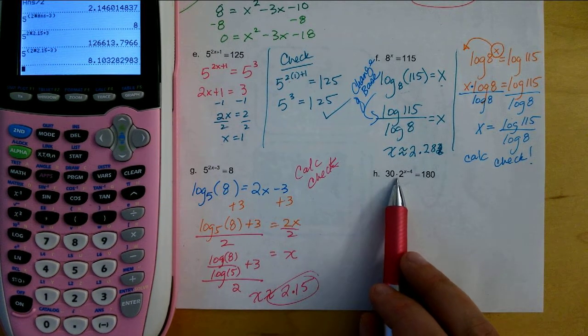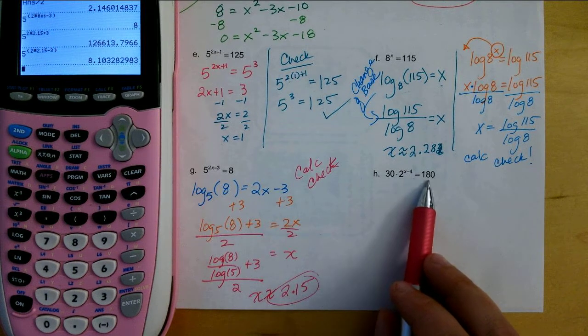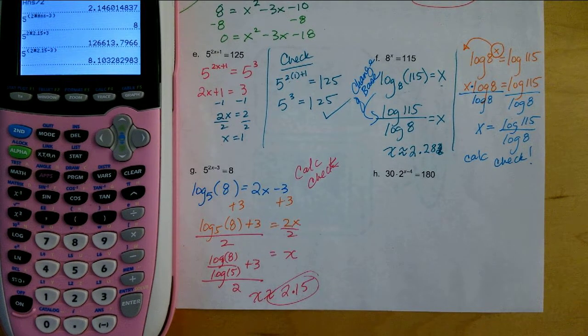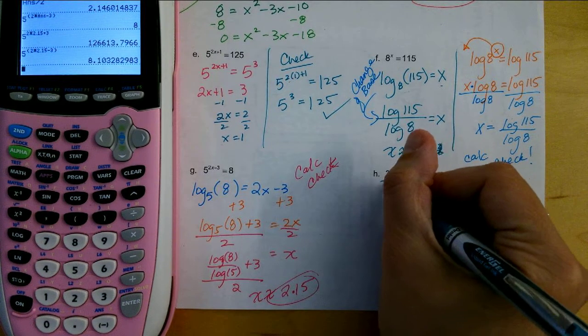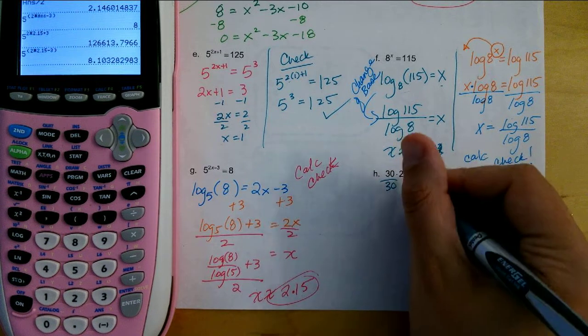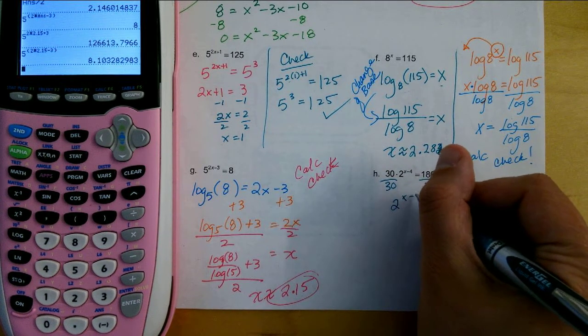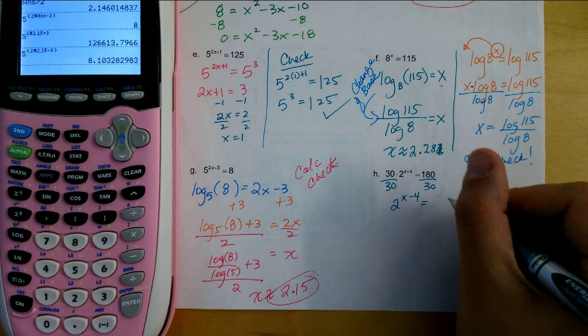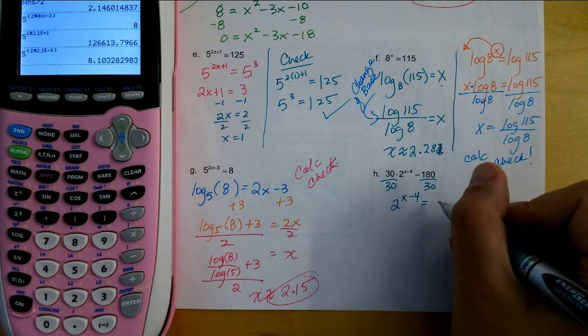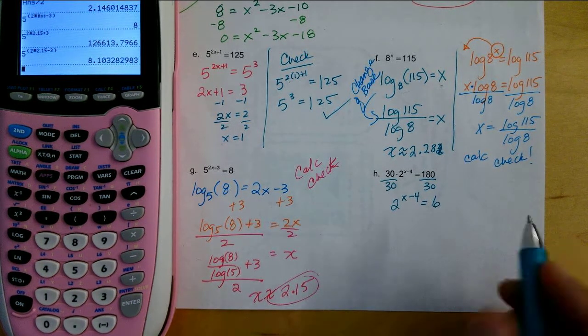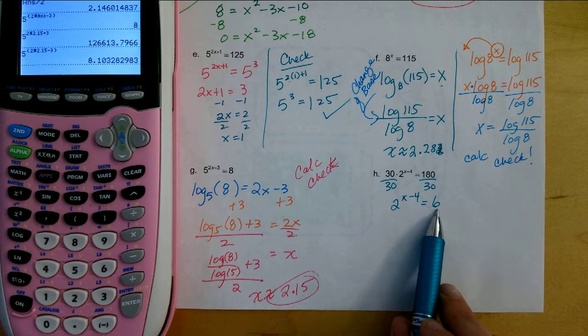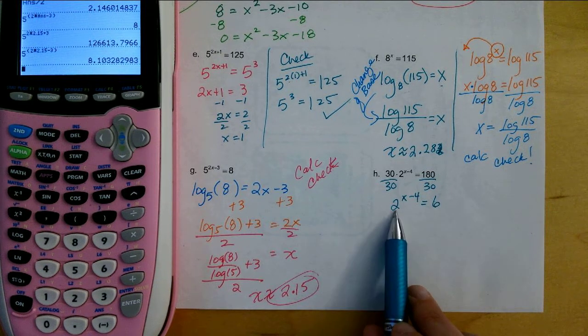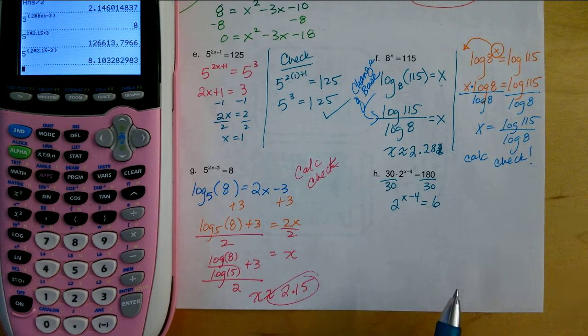You have 30 times 2 to the power of x minus 4 equals 180. What should you do to solve for x first? Exactly. Divide both sides by 30. We're isolating. So I have 2 to the x minus 4 equals, how many times does 30 go into 180? 6. Can I turn 6 into a base 2? No, right? So what would you do?